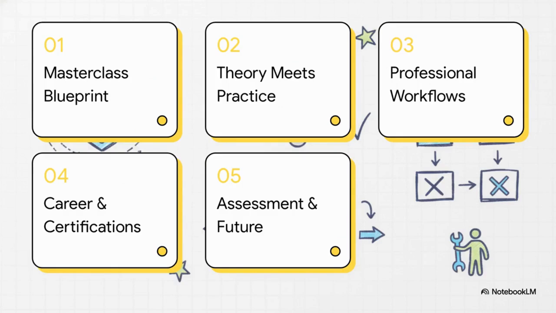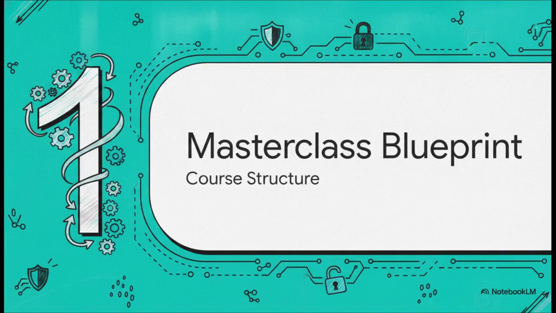So to unpack all of this, we've broken down 27 dense requirements into 5 core educational pillars: the Masterclass blueprint, theory meets practical application, professional workflows, career growth and certifications, and finally, assessment and future scope. All right, starting us off with pillar number 1, the Masterclass blueprint.